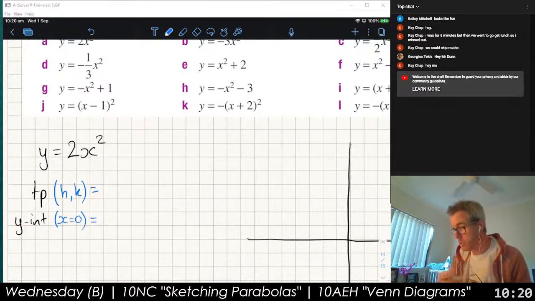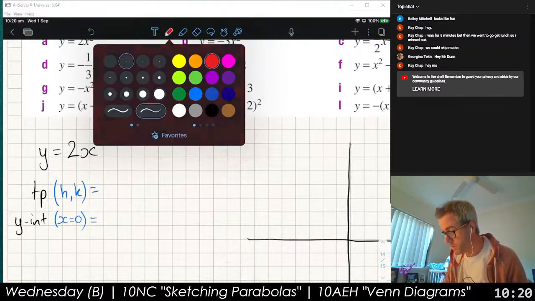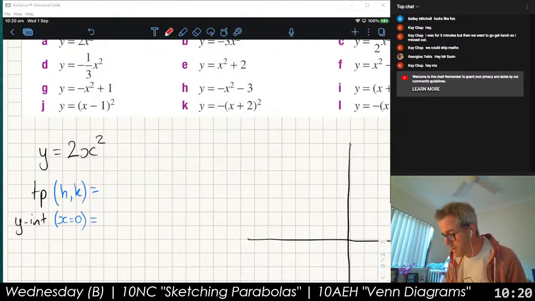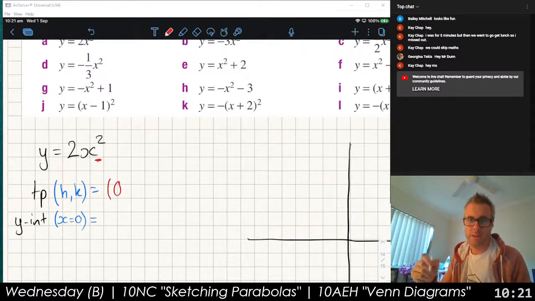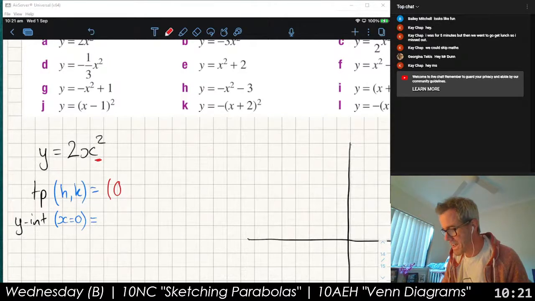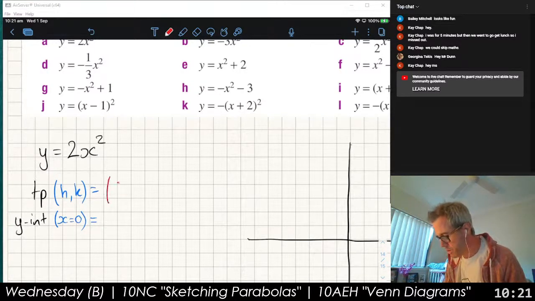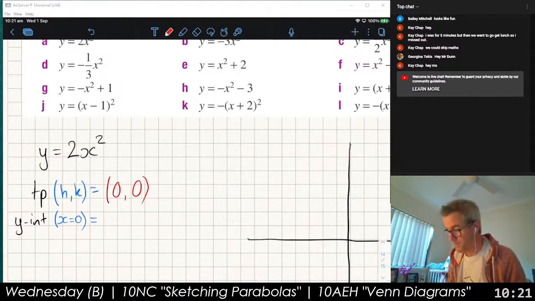From here, we can start to derive two sets of coordinates. Well, for our turning point here, I've got nothing added to x, so my first value is going to be 0. I've got nothing added or subtracted from my x value inside my square, which is h, which is 0, and I've got nothing added on the outside here. It's like plus 0 on the outside, so that's my y-axis. All right, beautiful. There's my turning point.